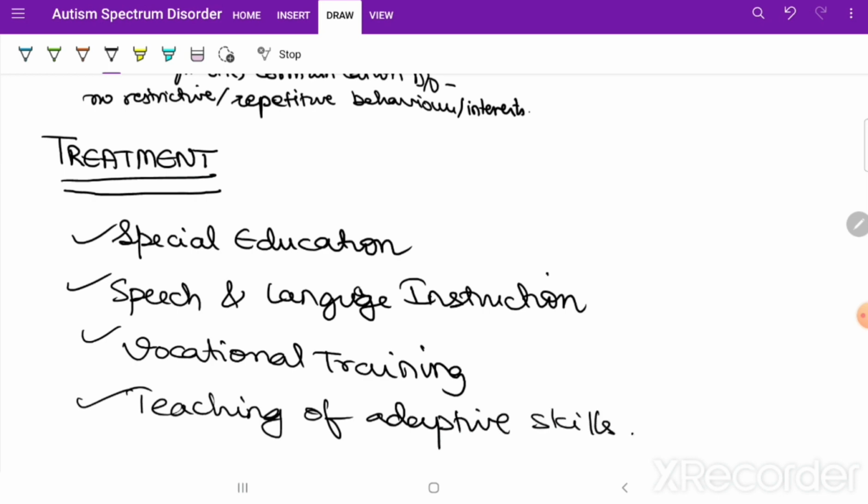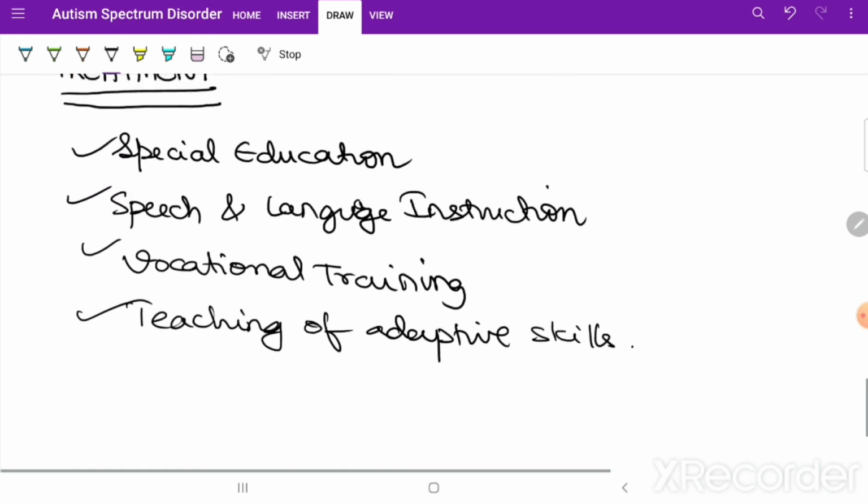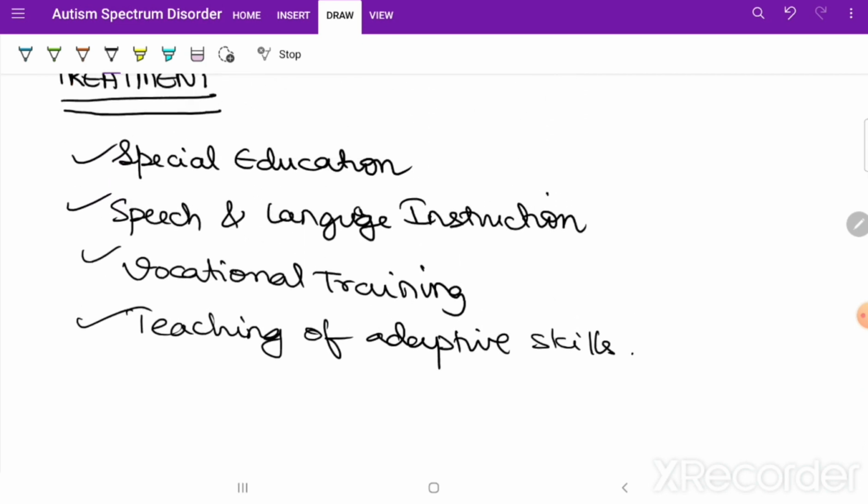Okay, so this is the four-prong treatment: special education, speech and language instruction, vocational training for adolescents, and teaching of adaptive skills form the four prongs of the treatment.